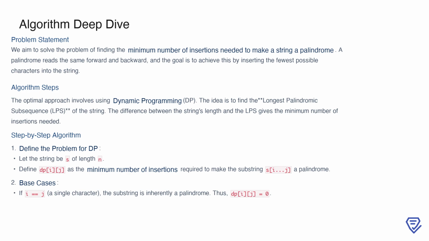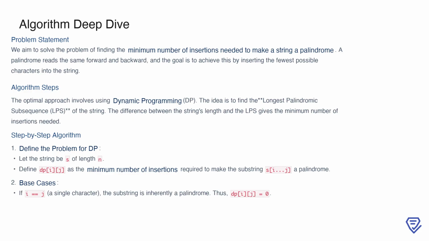To solve this efficiently, we use a dynamic programming approach. The key insight here is that the problem can be reduced to finding the longest palindromic subsequence, or LPS, within the string. Once we determine the LPS, the difference between the length of the string and the LPS will directly give us the minimum number of insertions required. Let's break this down step by step.